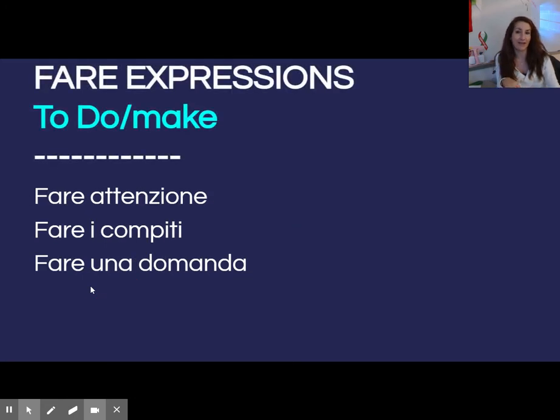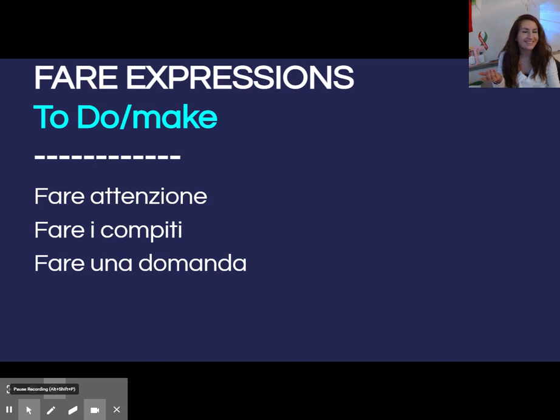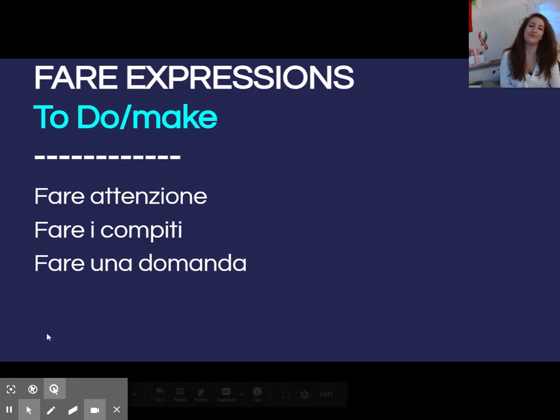First, let's talk about that verbo fare, which means to do or make. There are a lot of fare expressions in italiano. Fare attenzione, pay attention. Fare i compiti, to do your homework. And then fare una domanda, which is synonymous with another ARE verb. Which one is it? Domandare.